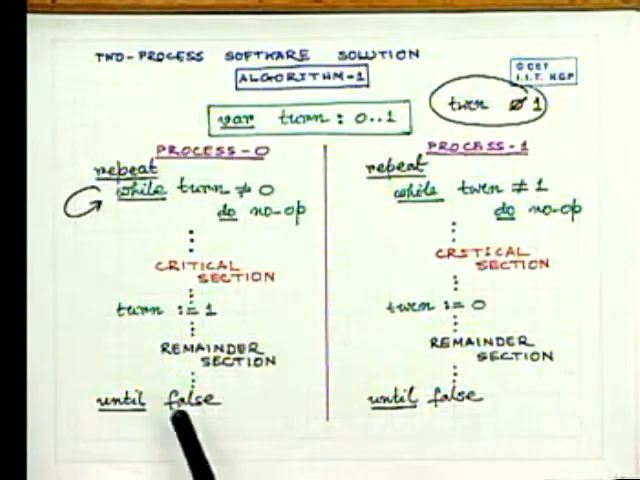The problem with algorithm 1 is that it does not keep track of the status of either process 0 or process 1. Process 0 doesn't keep its status, and process 1 doesn't keep its status. Let us try to improve by bringing in another algorithm, say algorithm 2.